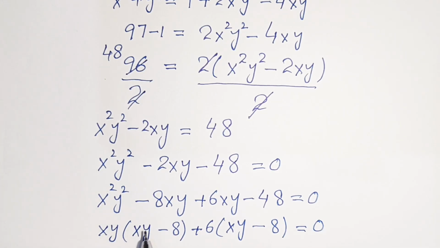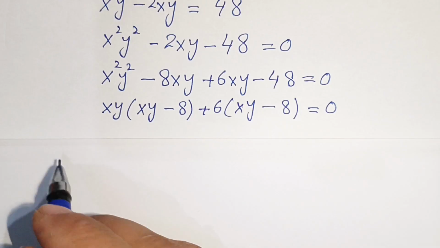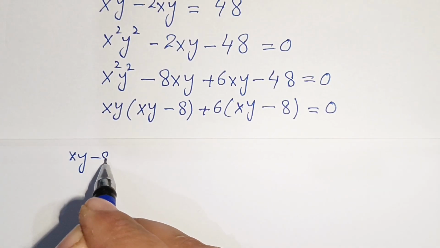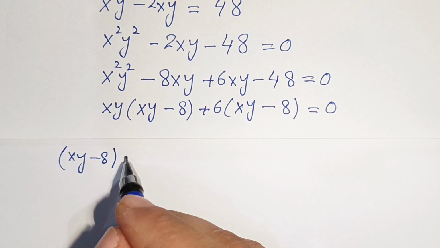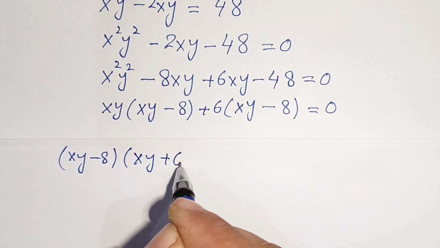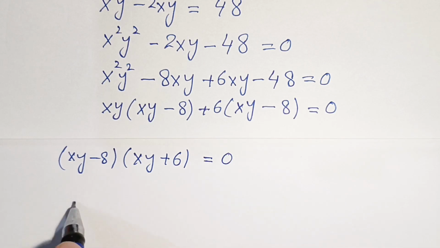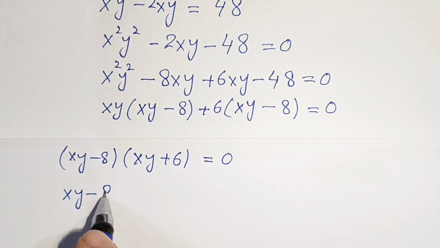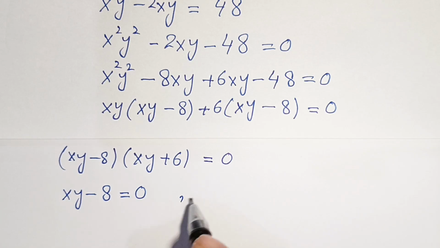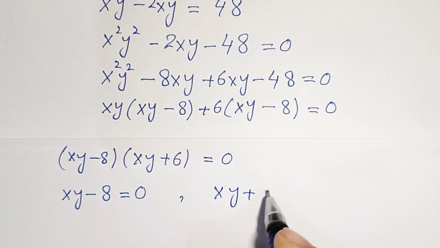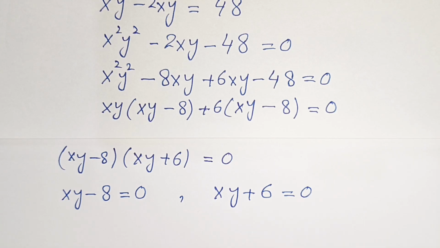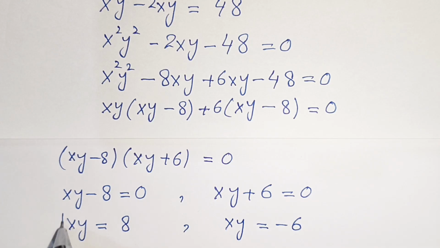Now xy minus 8 is a common term, so taking xy minus 8 common, we get xy plus 6 equal to 0. Now we have two possible conditions: xy minus 8 is equal to 0 or xy plus 6 is equal to 0. In the first equation we have the value of xy is positive 8, and in the second equation we get xy is equal to negative 6.